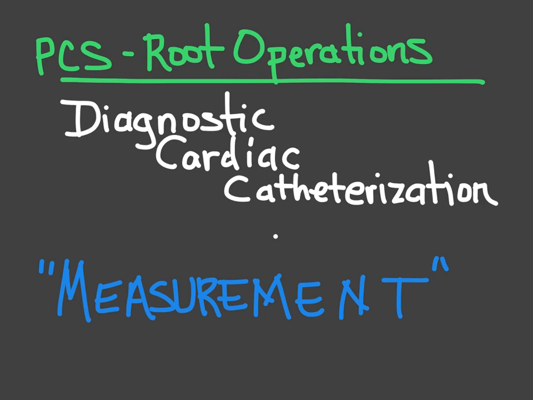Now let's take a quick look at some PCS root operation terms for some common circulatory system procedures. Let's try to connect these procedures with the correct root operation term. So let's begin with a simple, non-invasive diagnostic cardiac catheterization. This procedure is used to help diagnose cardiovascular conditions where a catheter or a tube is inserted usually in an artery or a vein in the groin, sometimes in the arm or the neck, and then it's threaded up through the vessel to the heart.